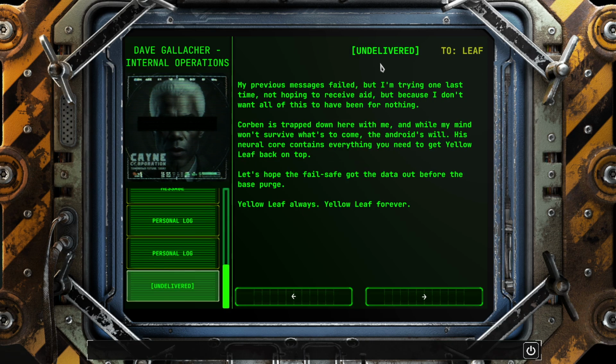And a message to Leaf, undelivered. My previous messages failed, but I'm trying one last time. Not hoping to receive aid, but because I don't want all of this to have been for nothing. Corbin is trapped down here with me, and while my mind won't survive what's to come, the androids will. His neural core contains everything you need to get Yellow Leaf back on top. Let's hope the failsafe got the data out before the base purge. Yellow Leaf always, Yellow Leaf forever.